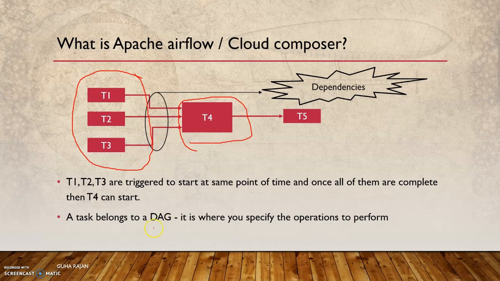And all this belongs to what is called a directed acyclic graph, because it should not come back. Should not be any kind of looping back. So it's acyclic. So that's where it is called DAG.